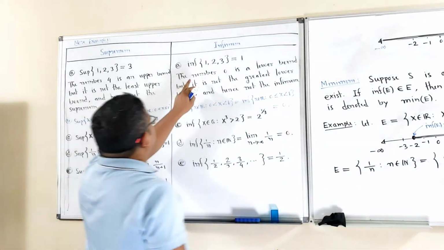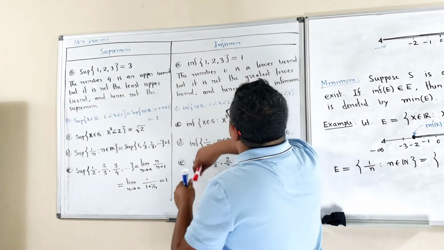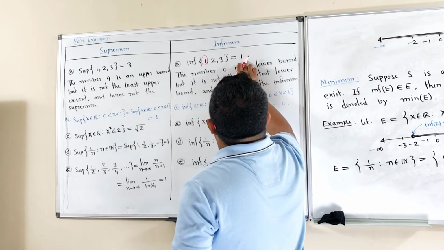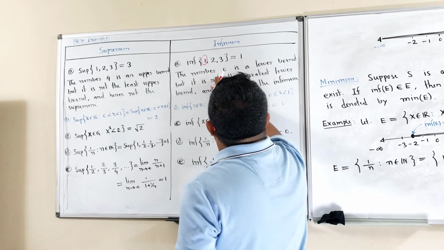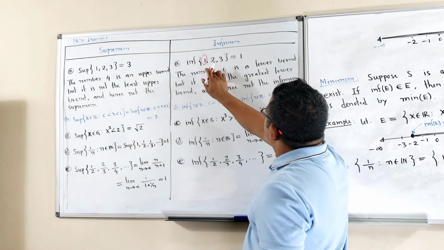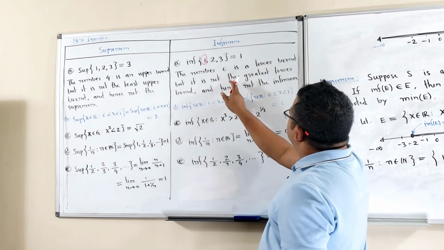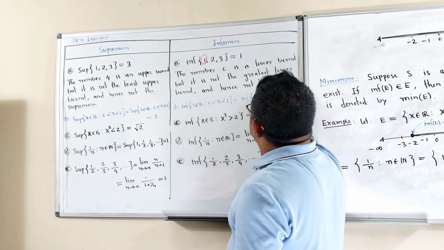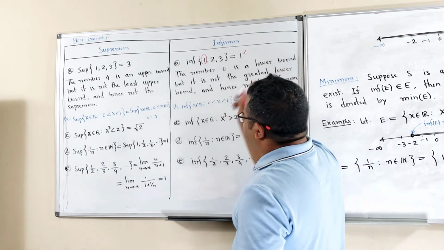And in this set, what is the lowest element? The lowest element is 1, so the infimum is 1. The number 0 is also a lower bound for this set, but 0 is not the greatest lower bound, hence it is not the infimum. So the infimum is 1.